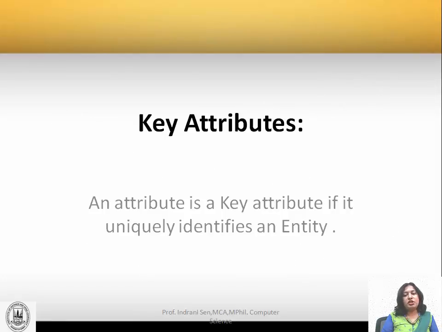Next, we are talking about the key attributes. An attribute is a key attribute if it uniquely identifies an entity. That is, from this attribute, I will be able to understand that this attribute is identifying this particular entity only.